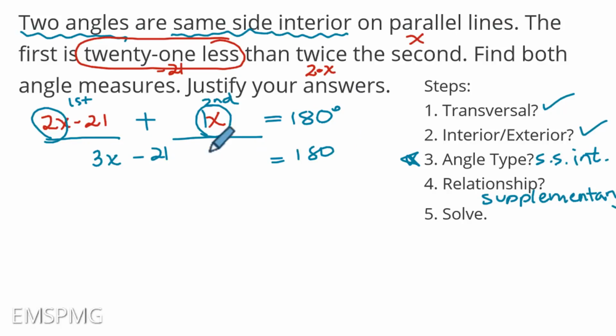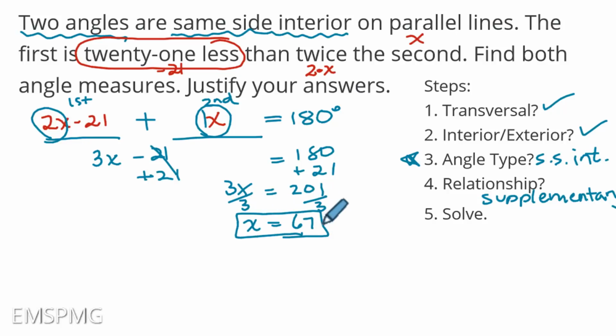Don't forget this. A lot of people forget this other side. At this point, I want to do opposites. Instead of subtracting 21, I'm going to add it. I've got 3x equals, I add this out, it's 201. To get the x alone, I'm going to divide by 3. When I work this out, 201 divided by 3, you can use long division, I get 67. So this is my x.